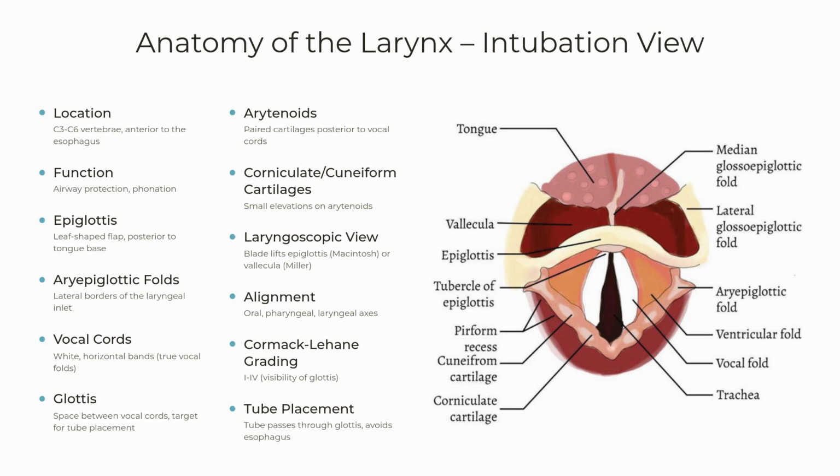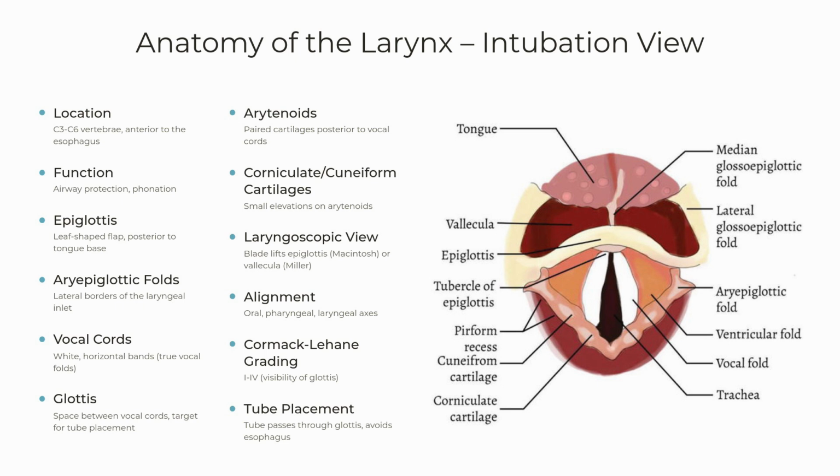Anatomy of the larynx, intubation view. The larynx sits between the C3 and C6 vertebrae, just anterior to the esophagus. It's critical for protecting the airway and enabling speech, but during intubation, we're focused on its role as the gateway to the trachea. When you insert a laryngoscope, the first thing you'll see is the epiglottis, a leaf-like structure at the tongue base.